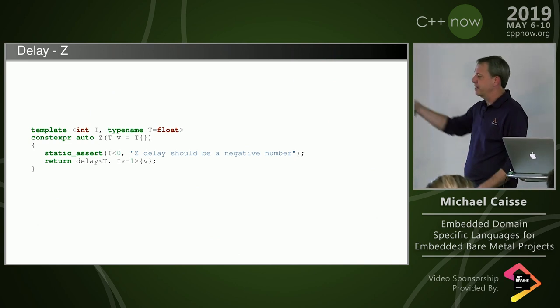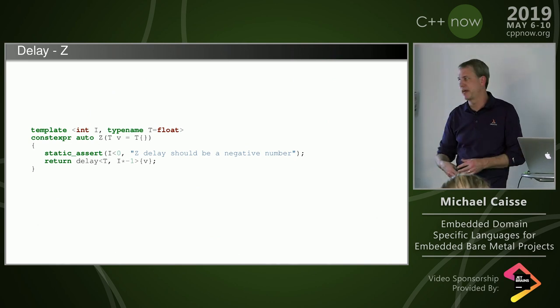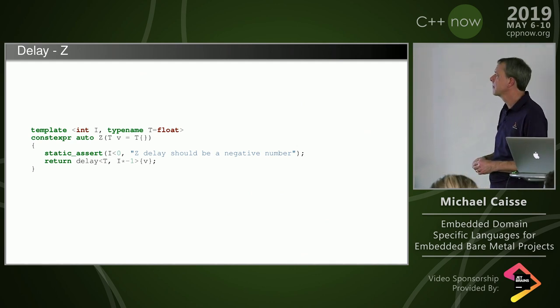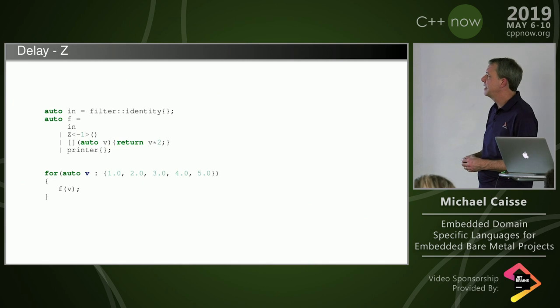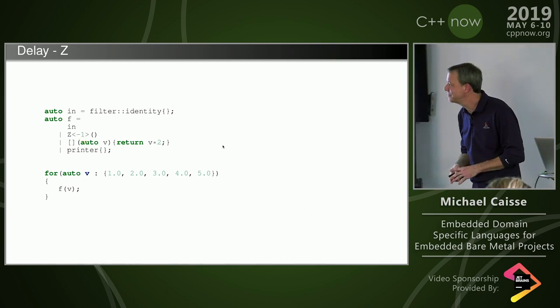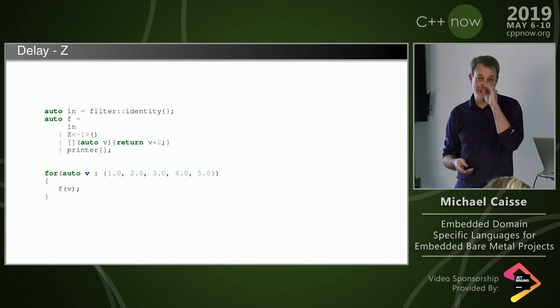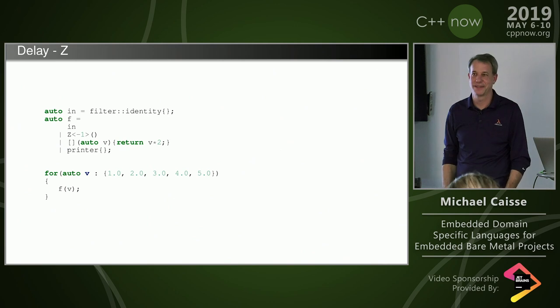So static assert allows me to check some things and make sure that they're what I'm expecting or wanting. And now we can do this. All right, so this is not completely satisfactory. Well, it's okay, but I wish it looked nicer. But at least I know it looks like a delay to me.